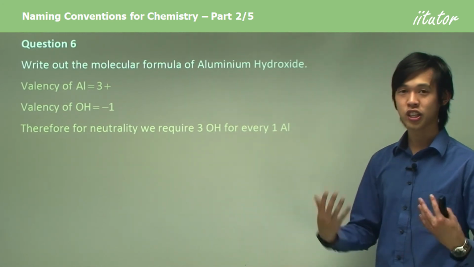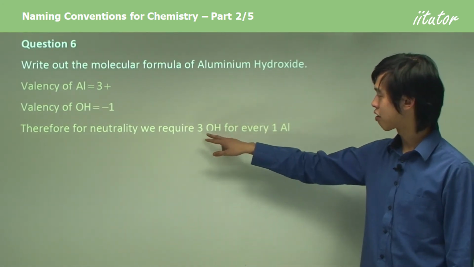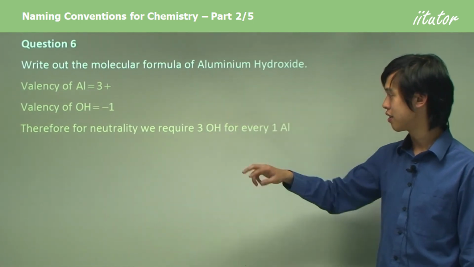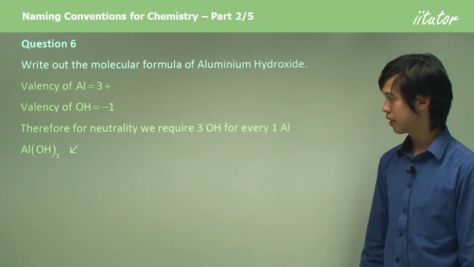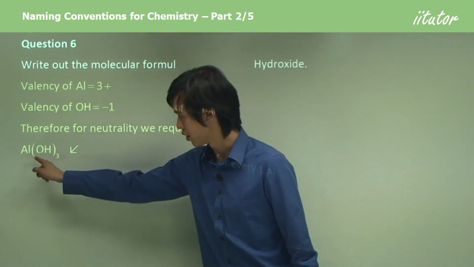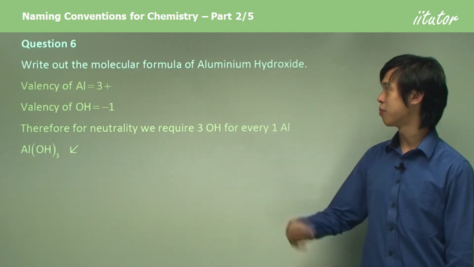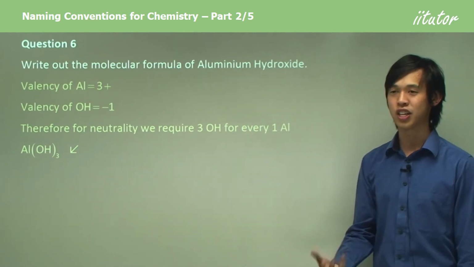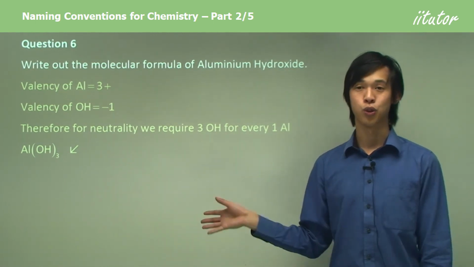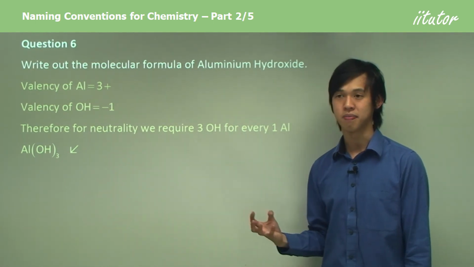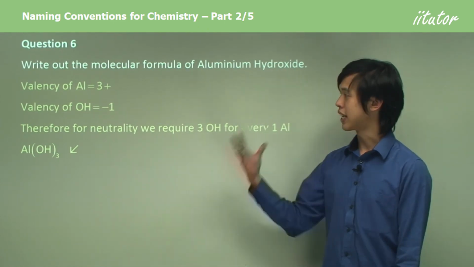Therefore, in order to achieve a neutral chemical, we need 3 OH ions for every 1 aluminium ion. And so we get Al(OH)3, and the name would be aluminium hydroxide. We don't say trihydroxide because there's really only one way that we can form this, so we don't need to specify any more. So that's the molecular formula for that.